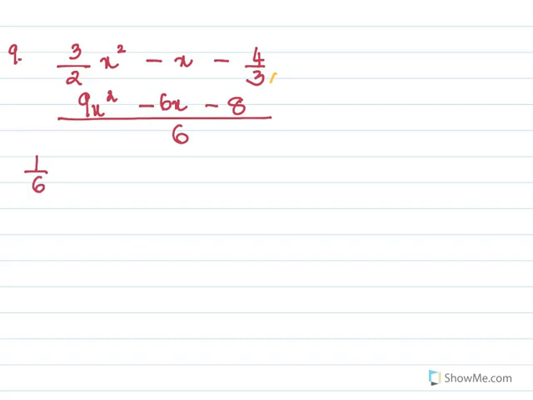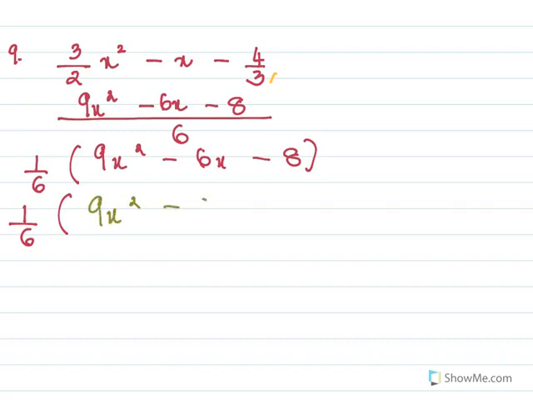So we take 1 by 6 common out, we write 9x square minus 6x minus 8. Now you take 1 by 6 here and we will take 9x square minus 6x minus 8 and do middle term split. The middle term is minus 6, so I have to find sum. I've got to find two numbers. When they add up, I should get minus 6. And when I multiply them, I should get 9 into minus 8, which means the product should be minus 72. Let me write that again.